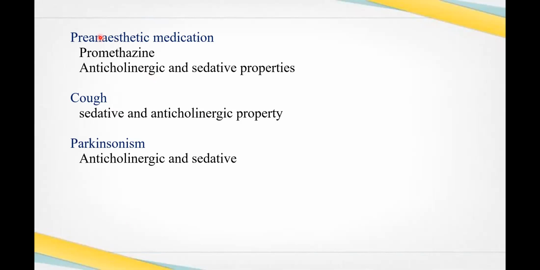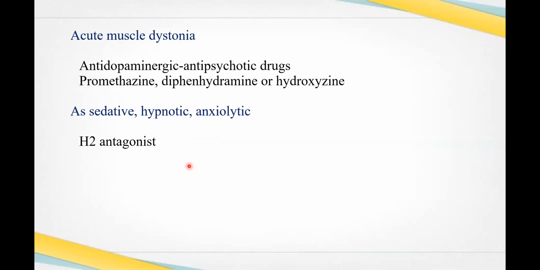Then again continuing the uses of antihistamines, pre-anesthetic medication. Before starting anesthesia, we need some anticholinergic sedative action. For that, we may use promethazine. Other drugs are also there, but we can use promethazine. Then cough. Most cough syrups will have either dimenhydrinate or diphenhydramine, etc., mainly because of the sedative and anticholinergic property. Parkinsonism, we know we can use centrally acting anticholinergic drugs. In addition, we can use antihistamines because of the sedation and anticholinergic effect.